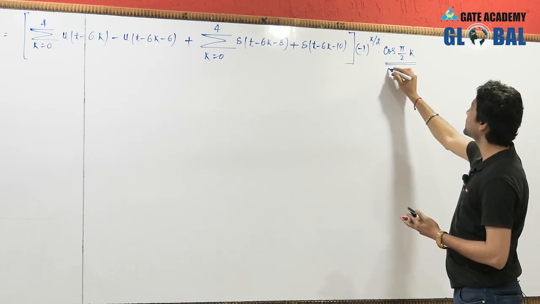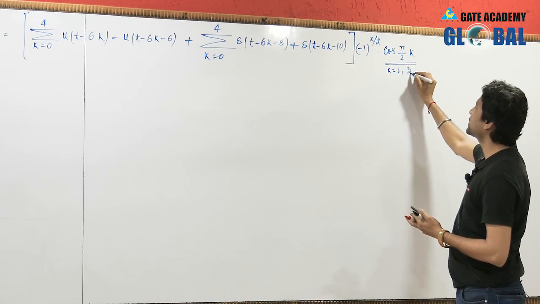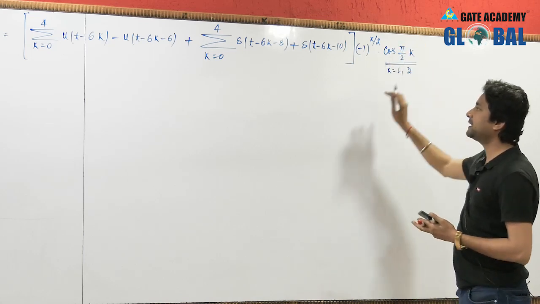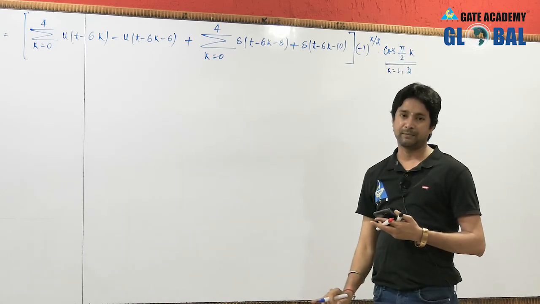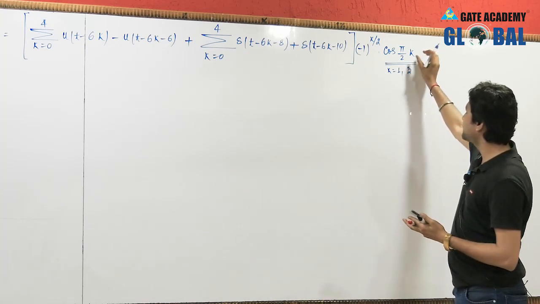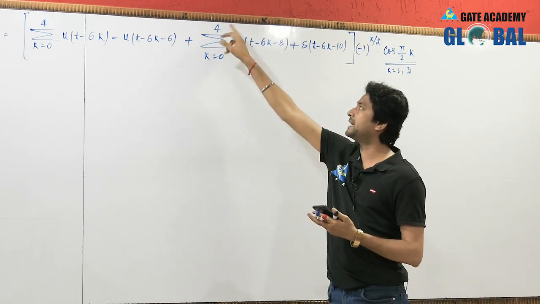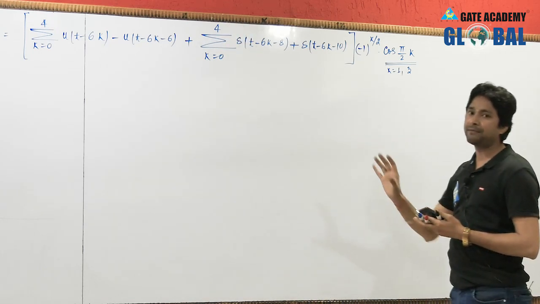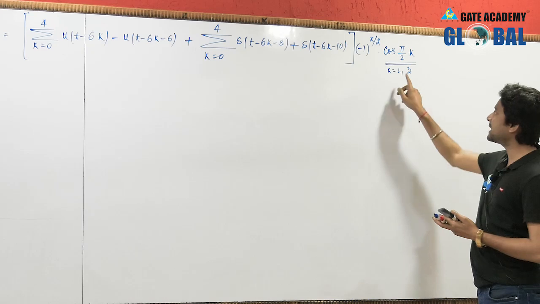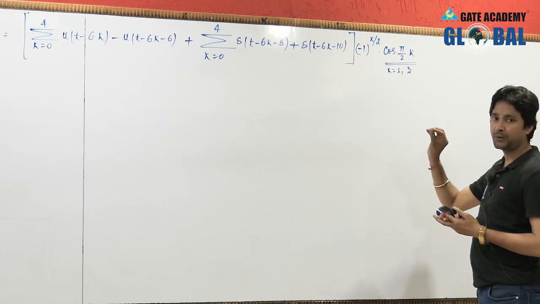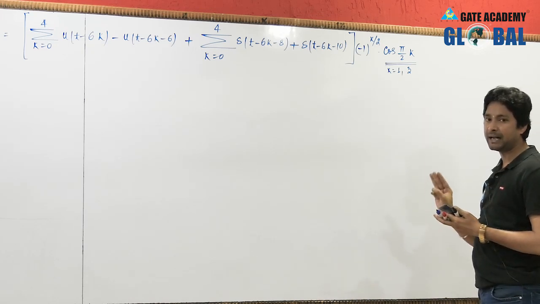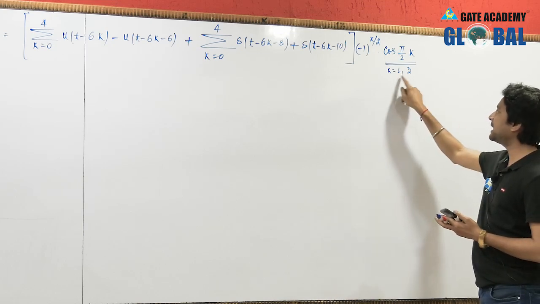So for k equals 1 or k equals 3, this term will be 0, and therefore this overall x of t signal will become 0. So from this figure, you have taken the summation from k equals 0 to 4, but you don't have to take all four values. You just have to take 0, 2 and 4. These three values you will have to take, and you can skip 1 and 3 because this signal will be 0.